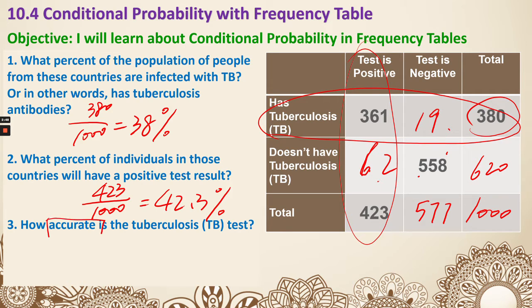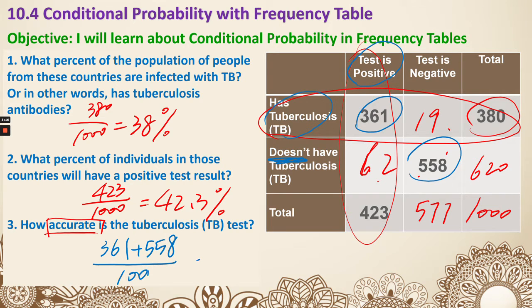How accurate is the TB test? Well, when we say how accurate, if you think about it, there's two different ways to actually show it's accurate. One is when a test is positive and they actually have it. So that means, yes, it tested right. The result is correct. Or on the other hand, it could be if the test result is negative and they actually do not have it. That is still accurate. So we're going to add these two numbers together, 361 and 558. That should be out of 1,000, which is 919 out of 1,000. So 91.9% accurate rate.